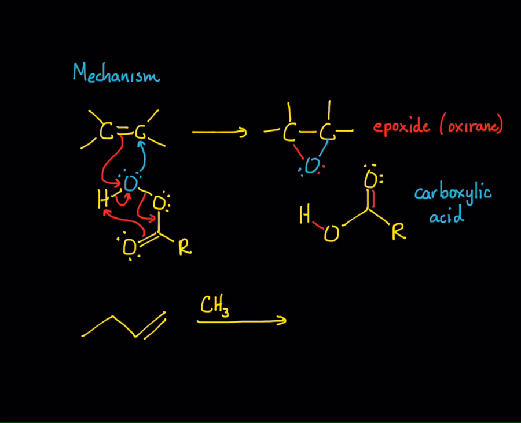So let's look at a reaction. A simple reaction is where we take an alkene and we react it with a peroxy acid. So this is the way a peroxy acid would look like.